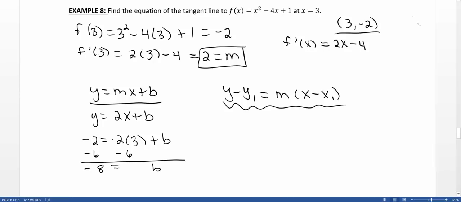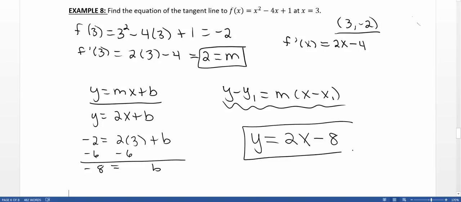Once I know what b is, I can put everything together to get the final equation of my line. My slope was 2, so I have y = 2x - 8. That's the equation of my tangent line at this point. So again, this is at the point (3, -2), and the equation of the tangent line is y = 2x - 8.